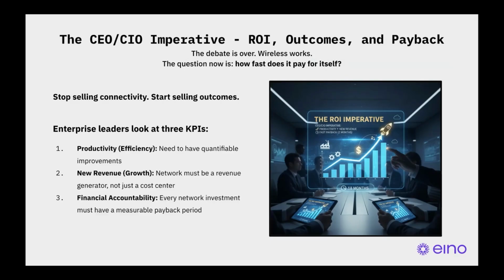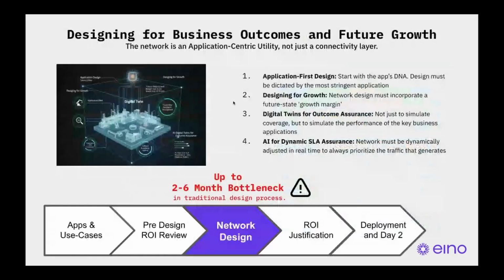And the third KPI that they are looking at is to tie in the first two KPIs, which is the financial accountability. They want to have a measurable timeline or an outcome in which they are able to realize their ROIs.